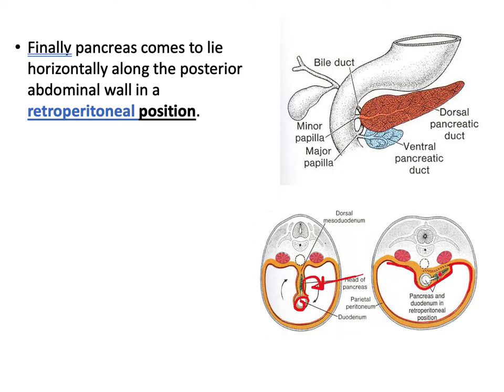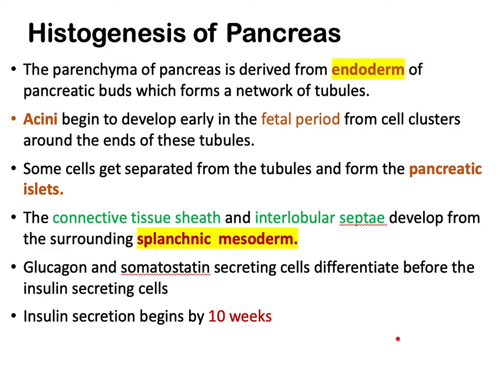So look also at the pancreas. It's located behind the peritoneum. So it's a retroperitoneal structure, of course, with the duodenum. This is the duodenum, this is the pancreas, both behind or posterior to the peritoneum. That's why they are called retroperitoneal structures.